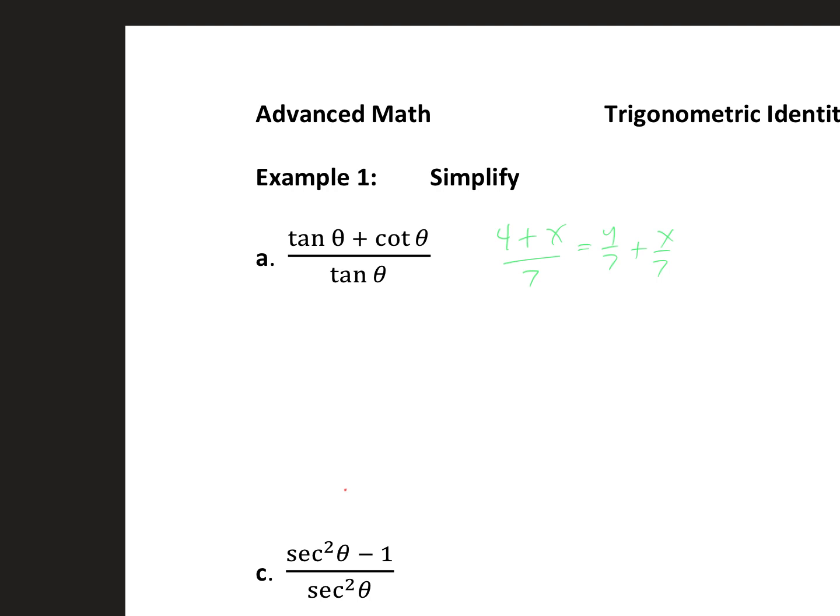All right, so let's think a little bit. Let's separate the numerator and the denominator again. What would it be? Okay, tangent theta over tangent theta plus cotangent theta over tangent theta. Okay?